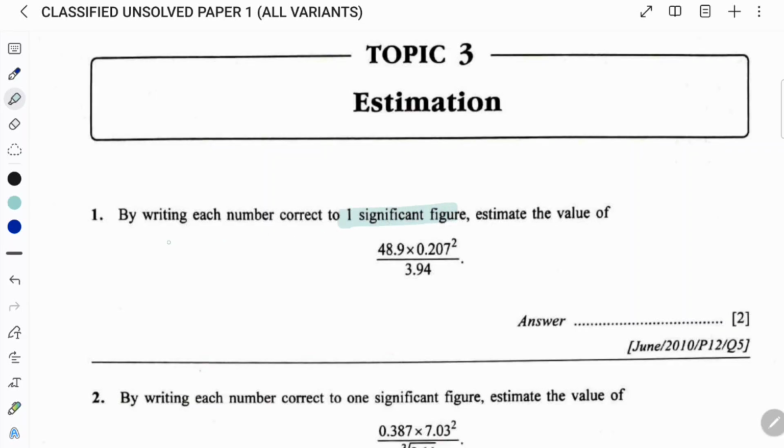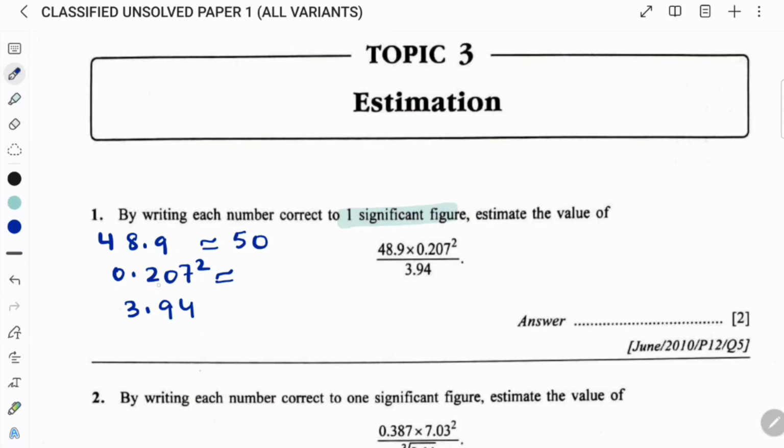Correct to one significant figure, write down the number. So you have 48.9, and you have 0.207 squared, and you have 3.94. One significant figure is only the 4. After 4 we have 8, which means round up, but for 48 we cannot write down 5. It's approximately equal to 50 for one significant figure.